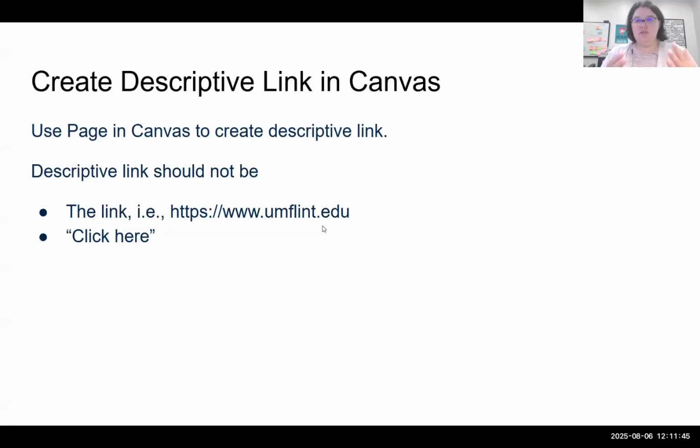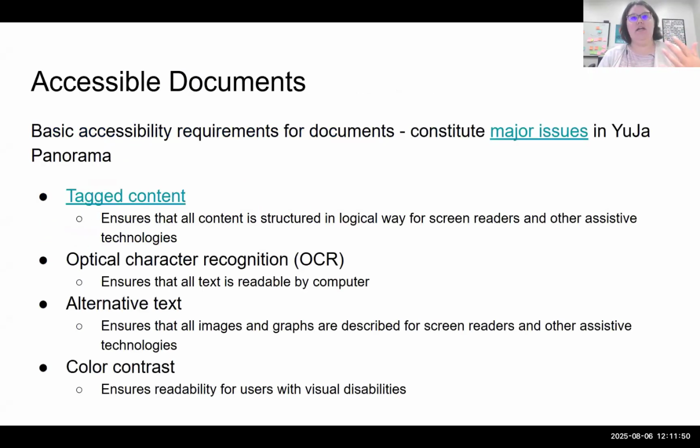All right, so creating descriptive links is pretty straightforward. Where it gets a little bit dicier is actually creating accessible content. So there are some basic accessibility issues that constitute major issues in Yuja Panorama that you're going to get dinged for a lot. Yuja just splits things into major and minor issues. So focusing on the major issues that come back repeatedly is going to get you to a more accessible document faster.